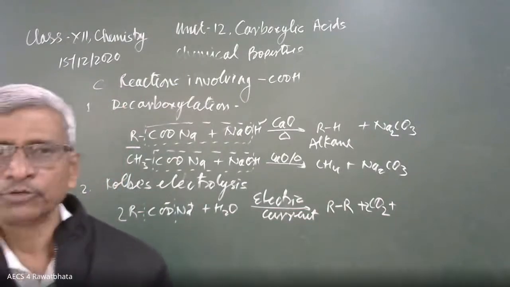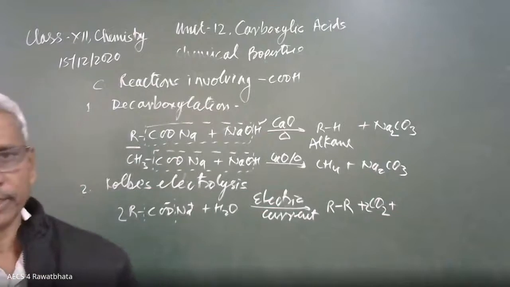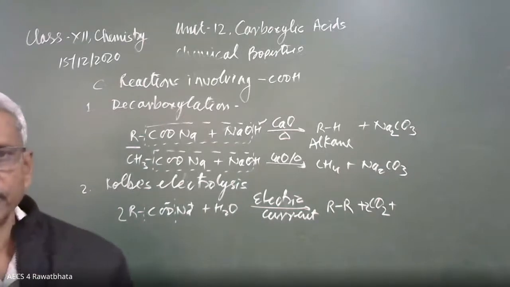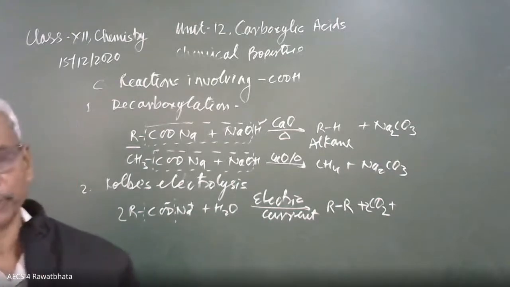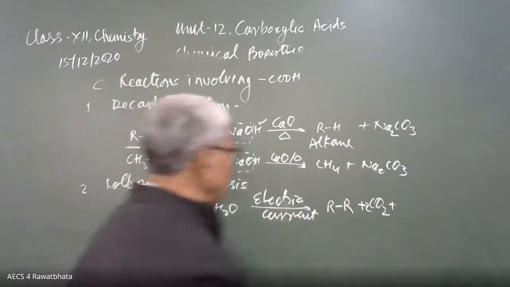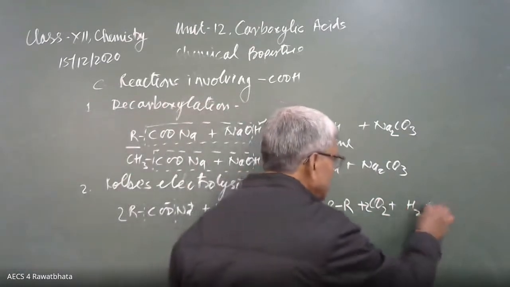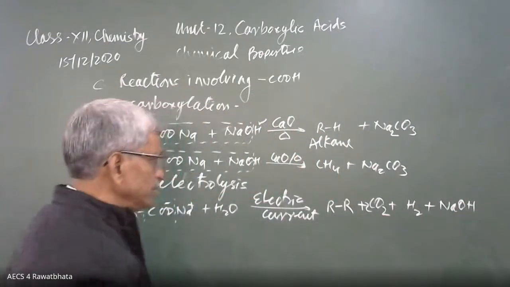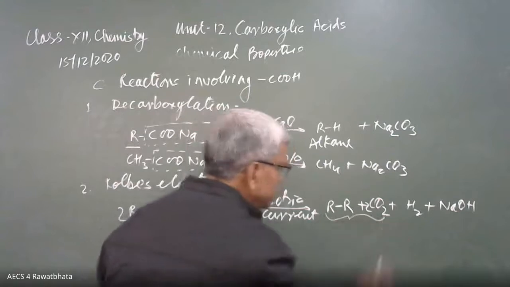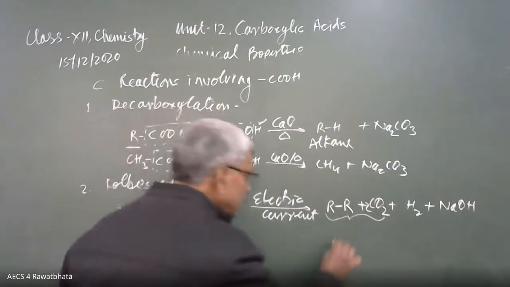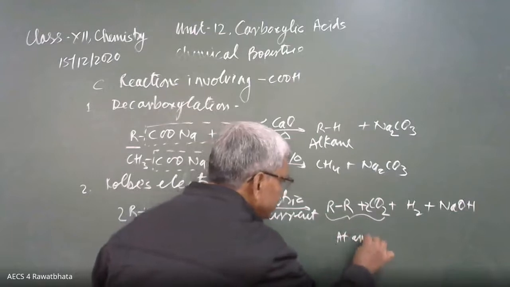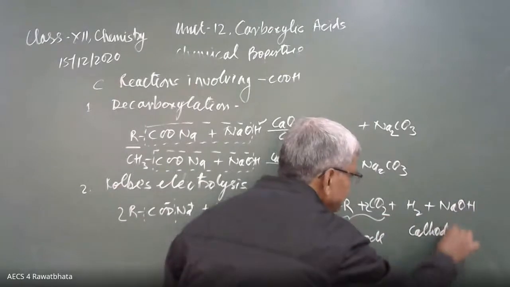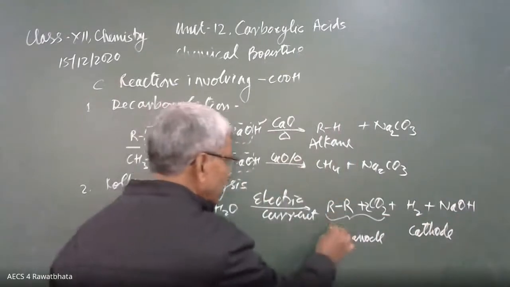Electrolysis of an aqueous solution of the salt: water can be oxidized, water can be reduced. At the cathode, instead of sodium, water is going to be reduced. So water changes into hydrogen and NaOH, sodium hydroxide. Hydrogen gas is evolved. So these two products, R-R and CO2, are obtained at the anode, and hydrogen gas is obtained at the cathode. This is the reaction.